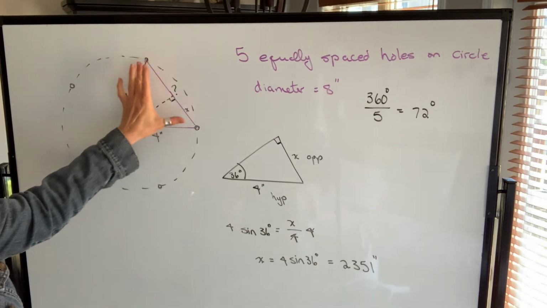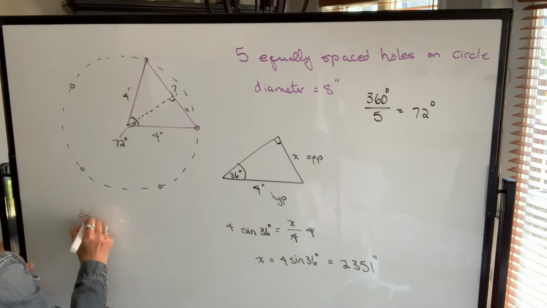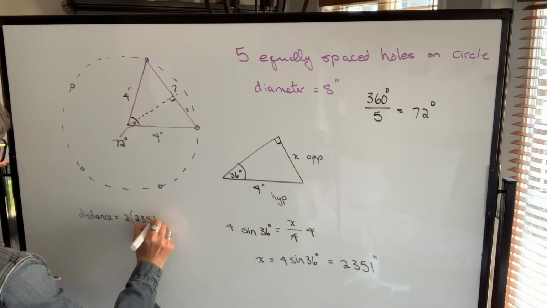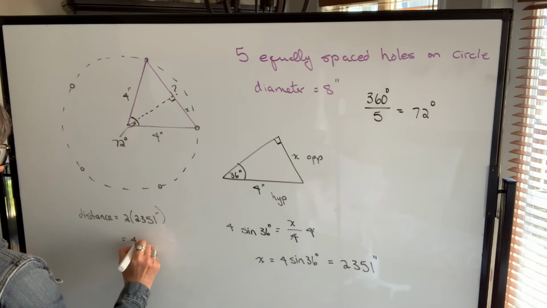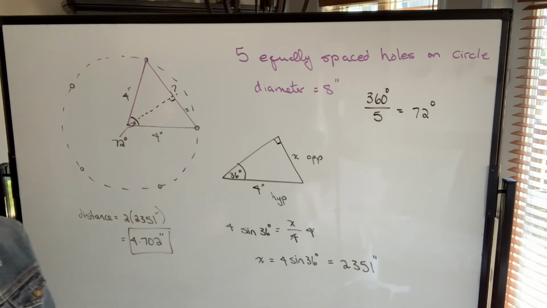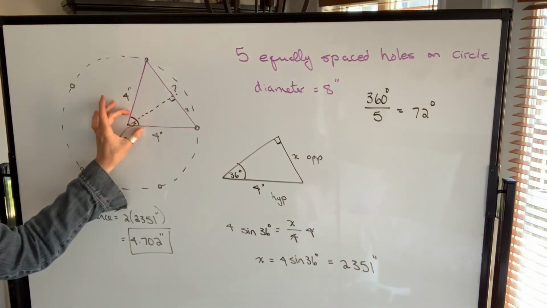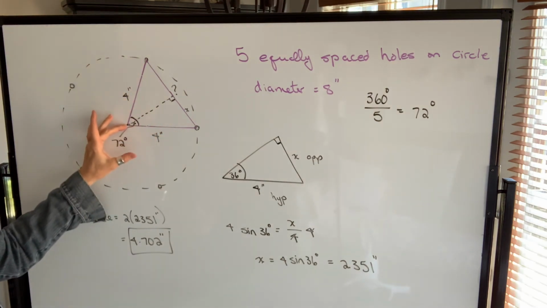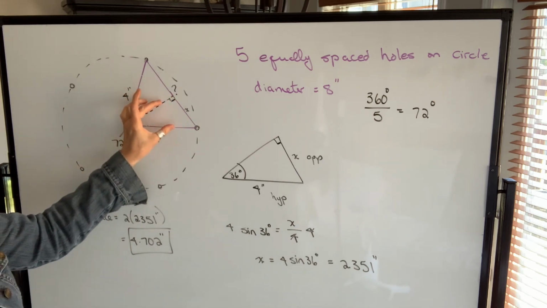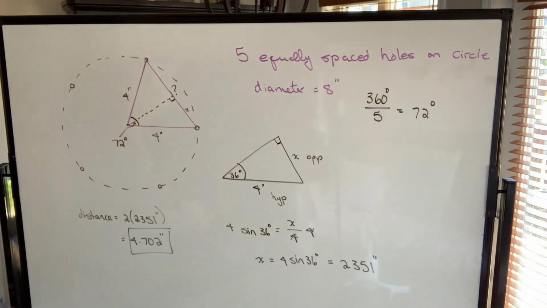So remember, I've just found this length. I want to find this total length here, so I'm going to need to double that value. So to get the total distance between two adjacent holes, I'm going to take 2 times 2.351 inches to get 4.702 inches. And we're done. So it's a matter of finding the angle between the two adjacent holes, drawing from each of those holes to the center of the circle to create an isosceles triangle, bisect that isosceles triangle and work with the one right triangle, find this length, double it to get the whole distance.